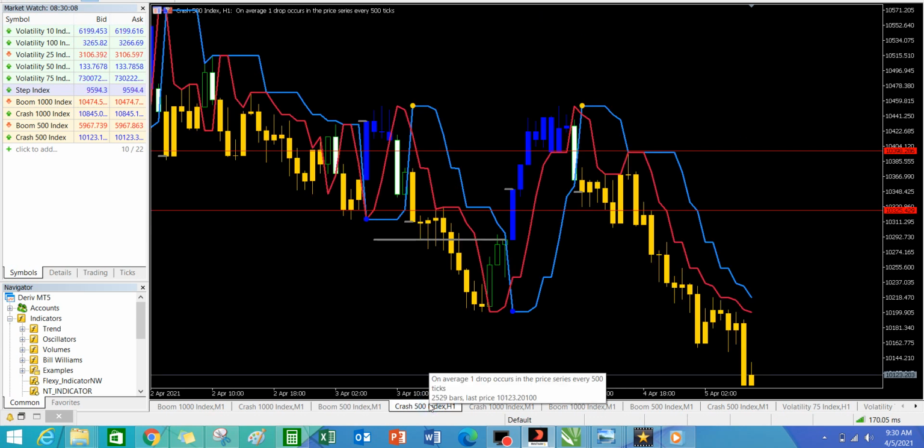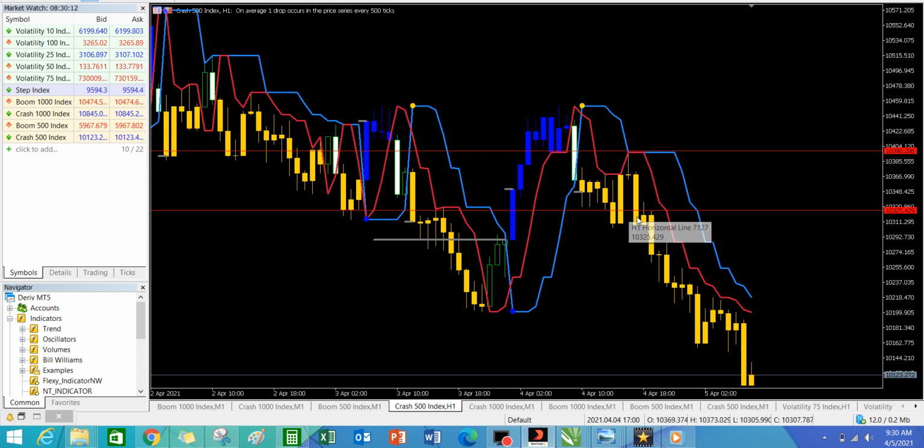Let's check out what is happening with Crash 500 using the NT indicator. It broke out from this support level here and it started going back on downtrend. It is on downtrend at the moment, and remember, this is the 1 hour time frame, which means that it has been on downtrend for a very long time.